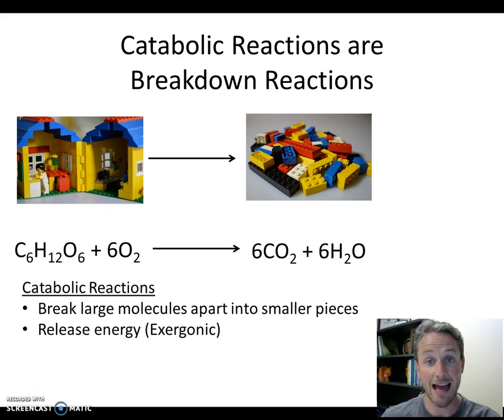And then catabolic reactions release energy. So anytime we take these larger things apart into smaller pieces, we get energy out. That makes catabolic reactions exergonic. Okay, so anabolic reactions are endergonic, and catabolic reactions are exergonic. Right, so if we understand those 4 terms, we should be able to accurately discuss any chemical reaction.